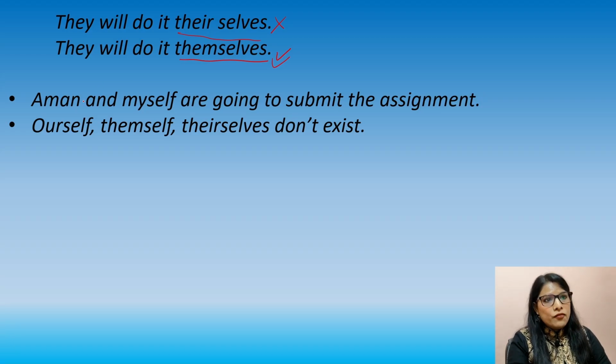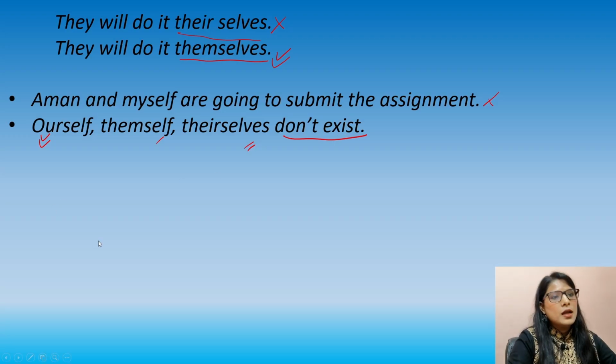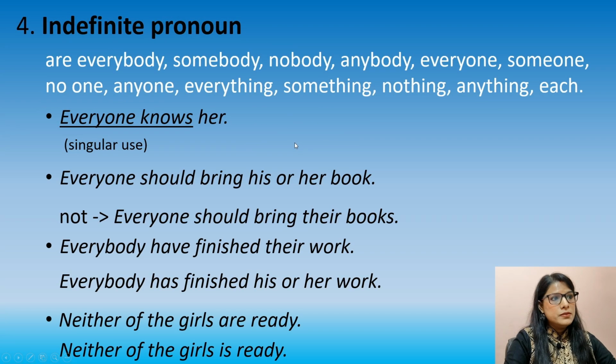Aman and myself are going to submit the assignment, तो as I already told you that in reflexive pronoun we use only one person, okay, I, so Aman and myself are going to submit the assignments, no we don't say like this, okay। What we will use here, Aman and I are going to submit the assignment, okay। अच्छा, ourself, themself, their selves, I already told you don't exist, so don't use it। So we never say that we will do it ourself, no, we will say we will do it ourselves, S-E-L-V-E-S, okay.